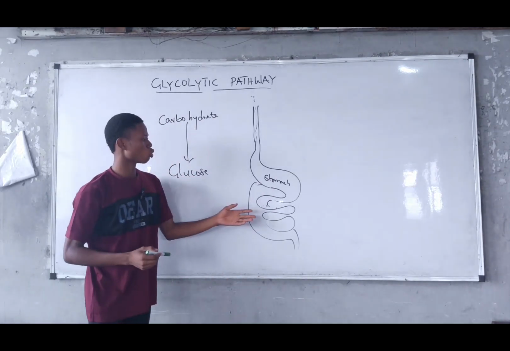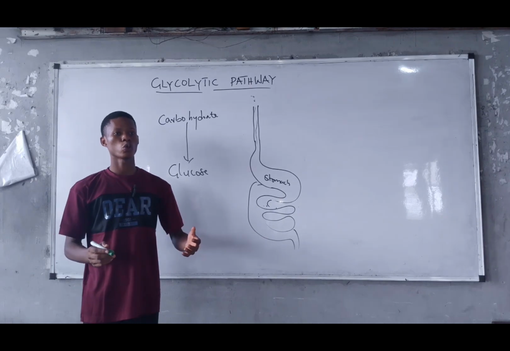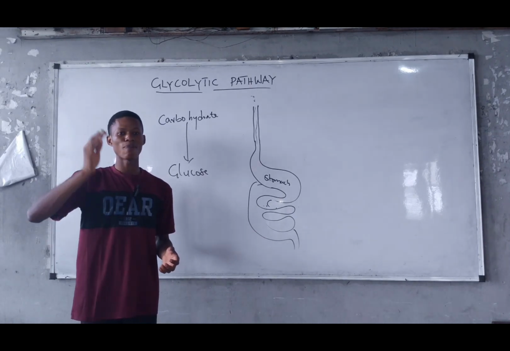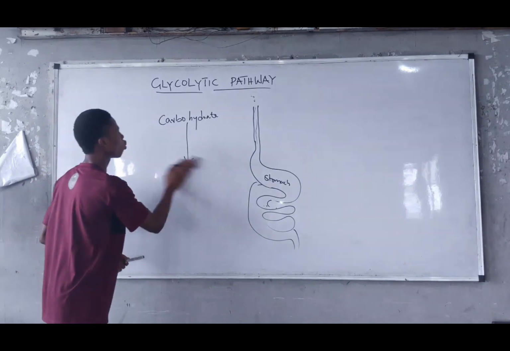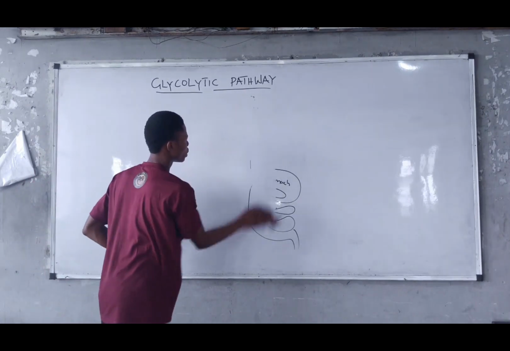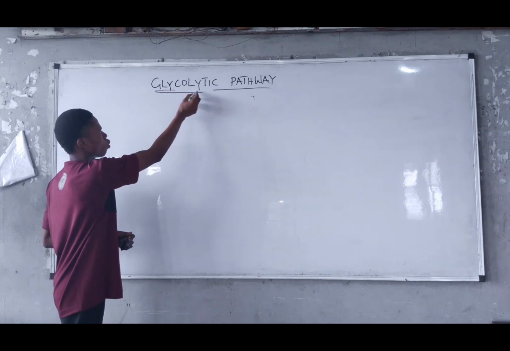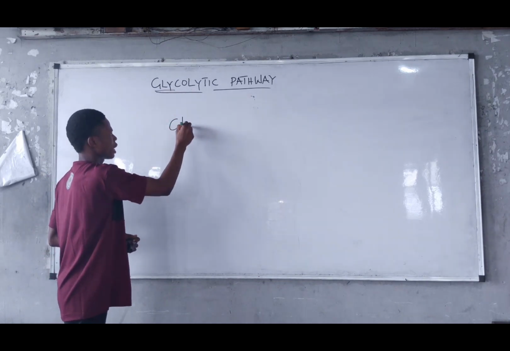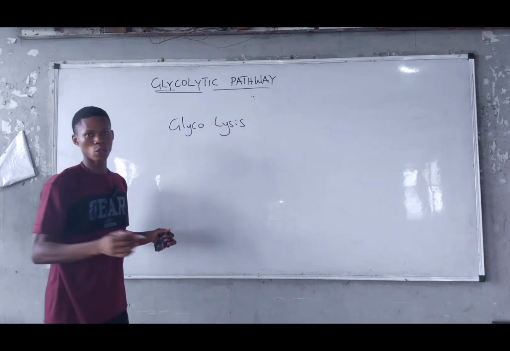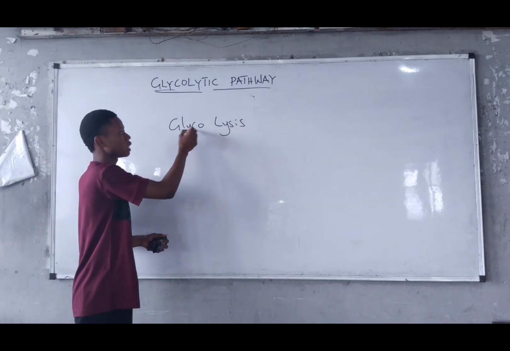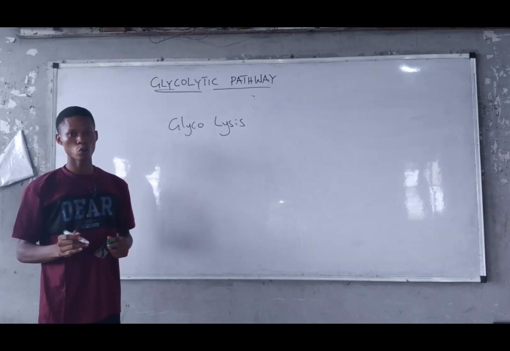Now, what happens to the monosaccharide in your bloodstream? What happens to the glucose? Now, the glucose can undergo breakdown, glycolysis. When we say glycolysis, you can divide this into two: glyco and lysis. Lysis means breakdown. So what we are breaking down here is glucose. So glycolysis is the breakdown of glucose.